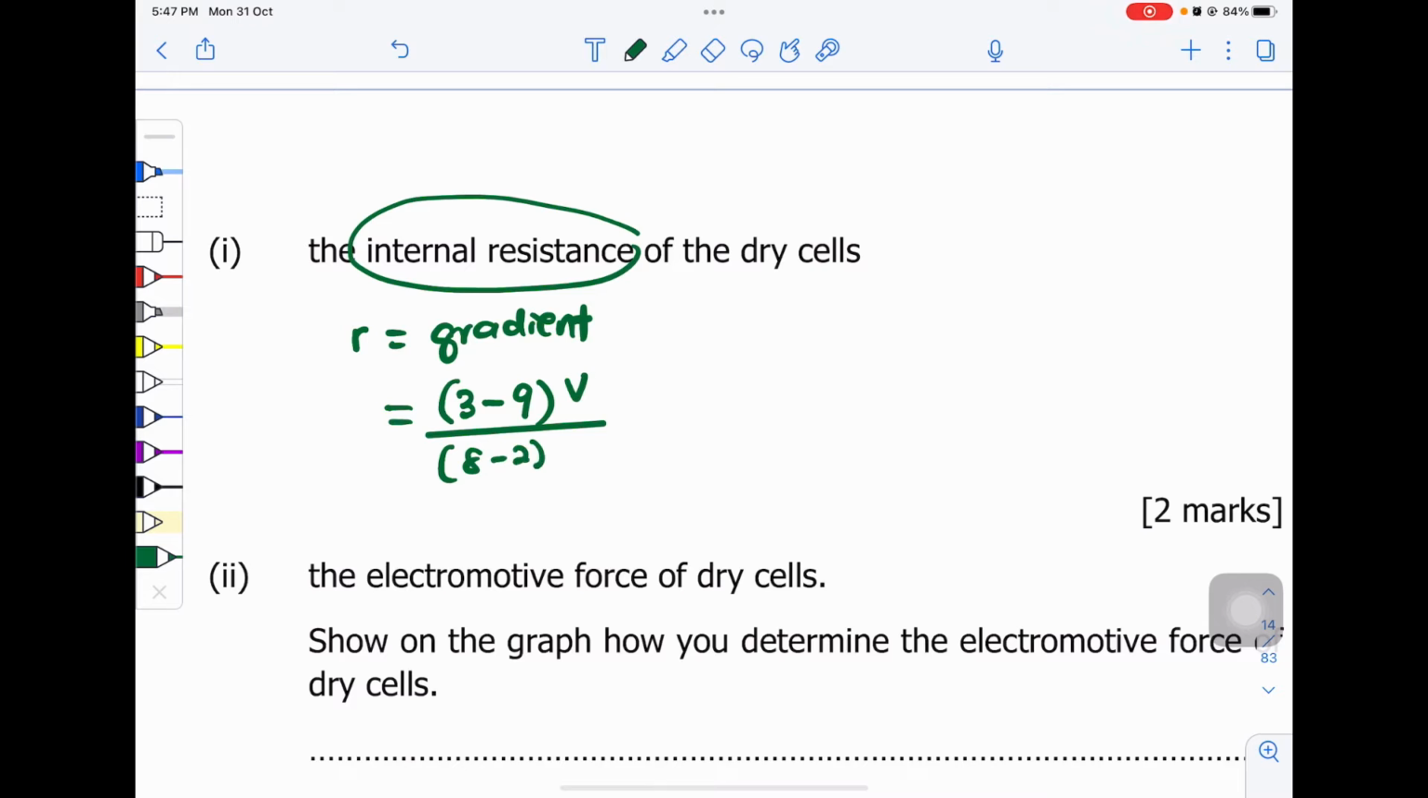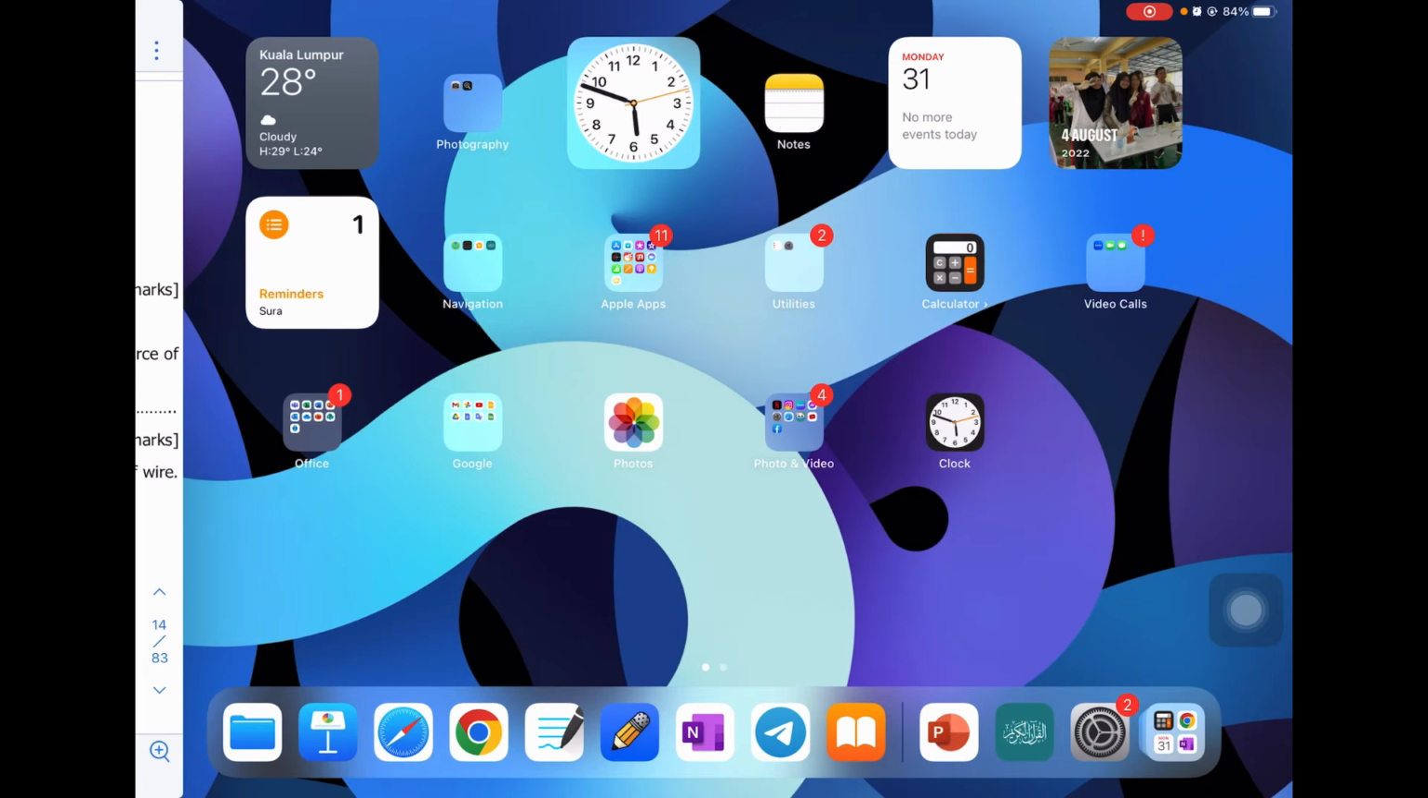8 minus 2, so that's the current. You calculate, use calculator, whatever. Negative 1 V over A. So that's the unit. You don't have to memorize the unit. You can simply write like this, also correct. You just take whatever is here. So that's the power of writing the unit. If you know the similar unit, it's ohm, but you don't have to remember.